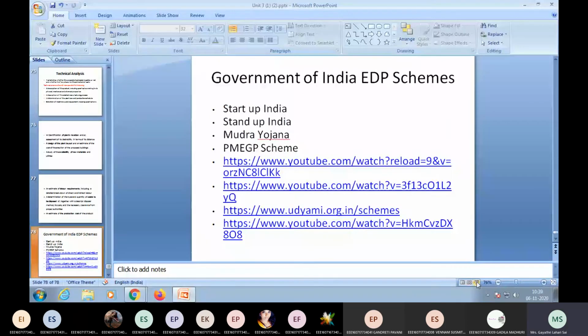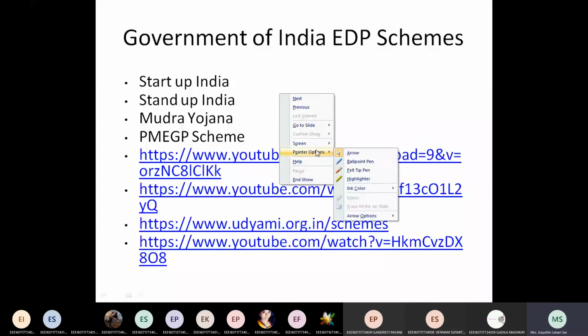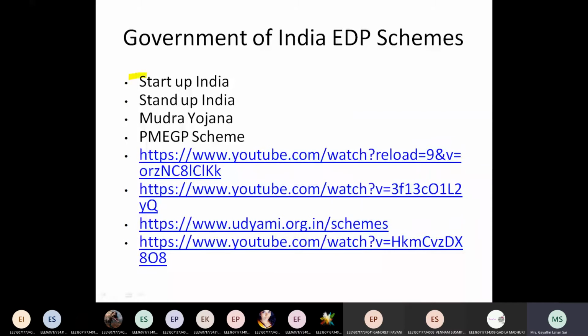Yes, is it clear? And then I would like to conclude with some of the schemes I've seen for entrepreneur development programs. I had shown Startup India in the previous sessions. Startup India I had shown. Stand Up India also I have shown. Please all of you write down Mudra Yojana and PMEGP scheme and find out what that is, and in the next class I would like you all to voluntarily tell me, or you can send me information on my WhatsApp, what is this Mudra Yojana and PMEGP scheme. This is an EDP scheme of the Government of India.